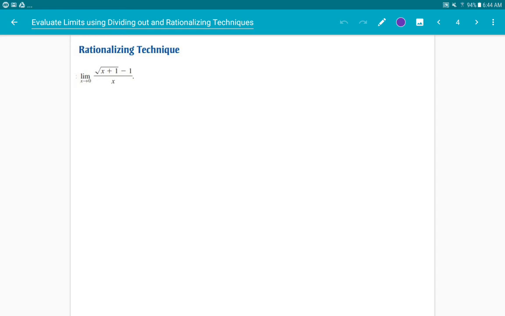Okay, the rationalizing technique. Really quickly, if we plugged in 0, notice we will get 0 plus 1 minus 1 over 0. We're going to get 0 over 0. We know that that's going to be indeterminate. Because that's indeterminate, there is no limit as of right now for this function. We have to see if we can use an algebraic technique to help us out.